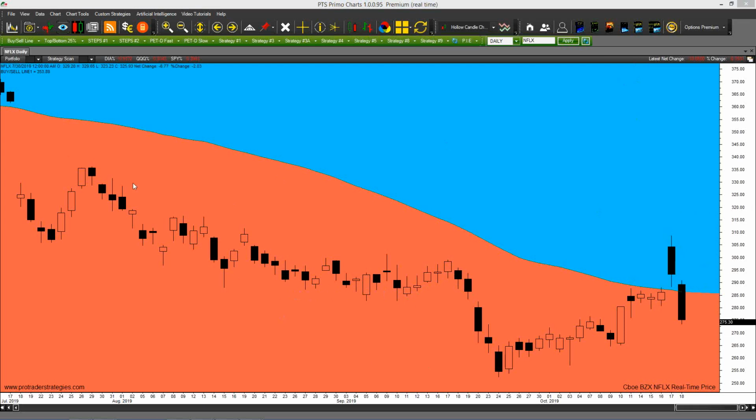If you're a member of our platform, you can have this up all the time. Now, we had one close above. Now, this is not enough to tell us that we're going higher, okay? And then look what happened. We closed right back down below. So you're going to need at least 3 to 5 closes, either above or below, okay?